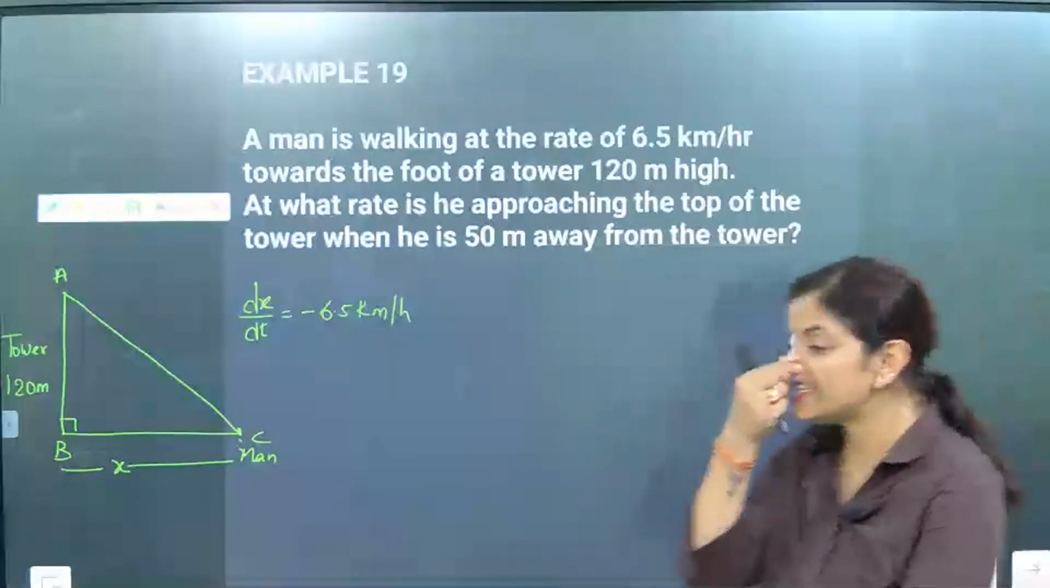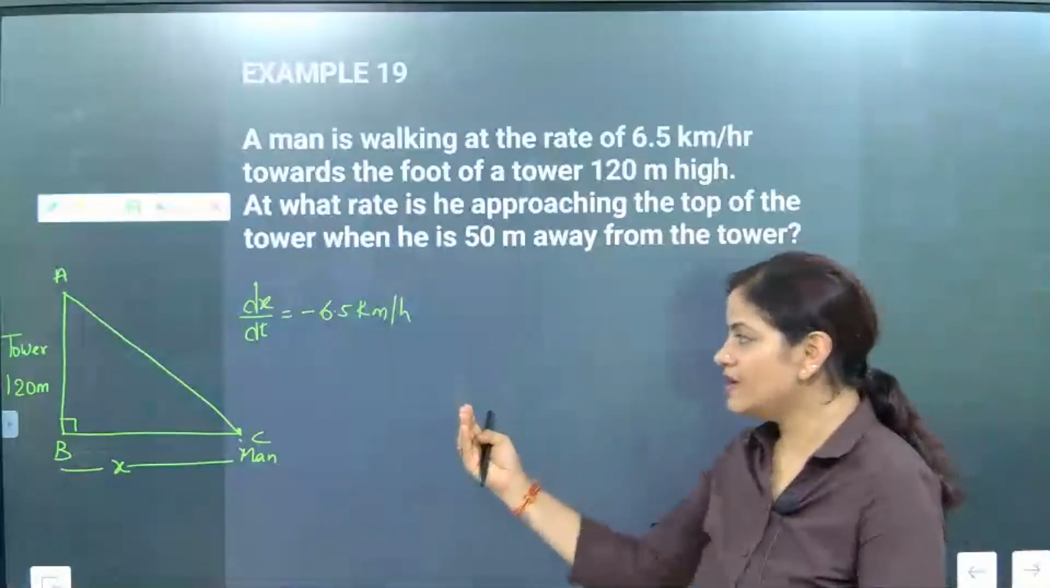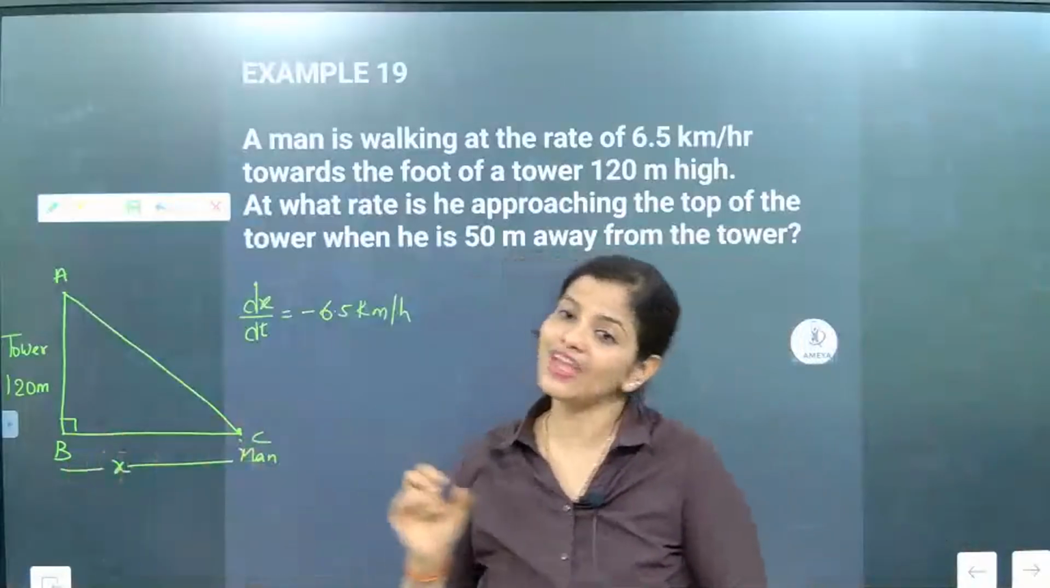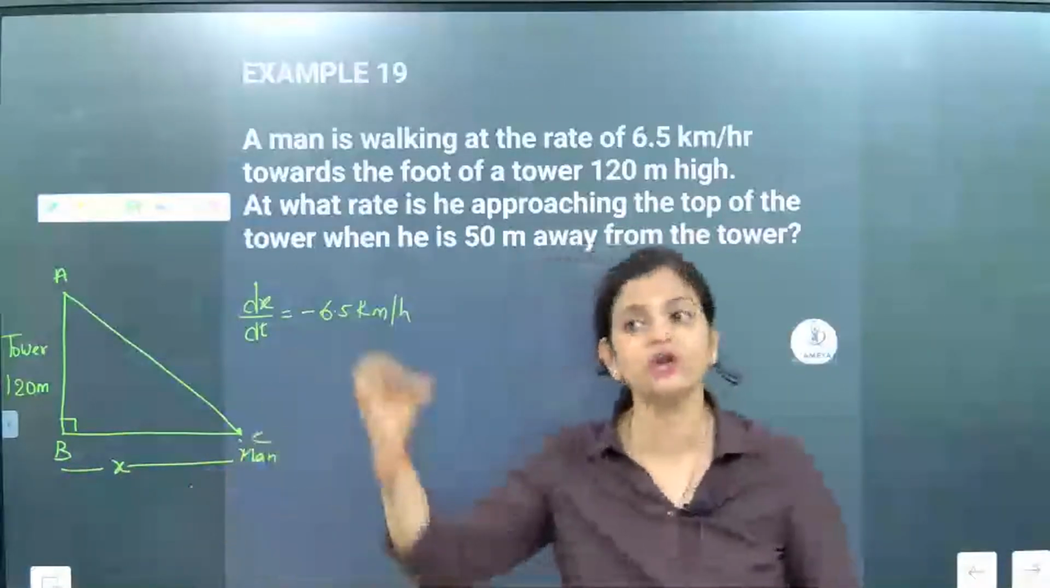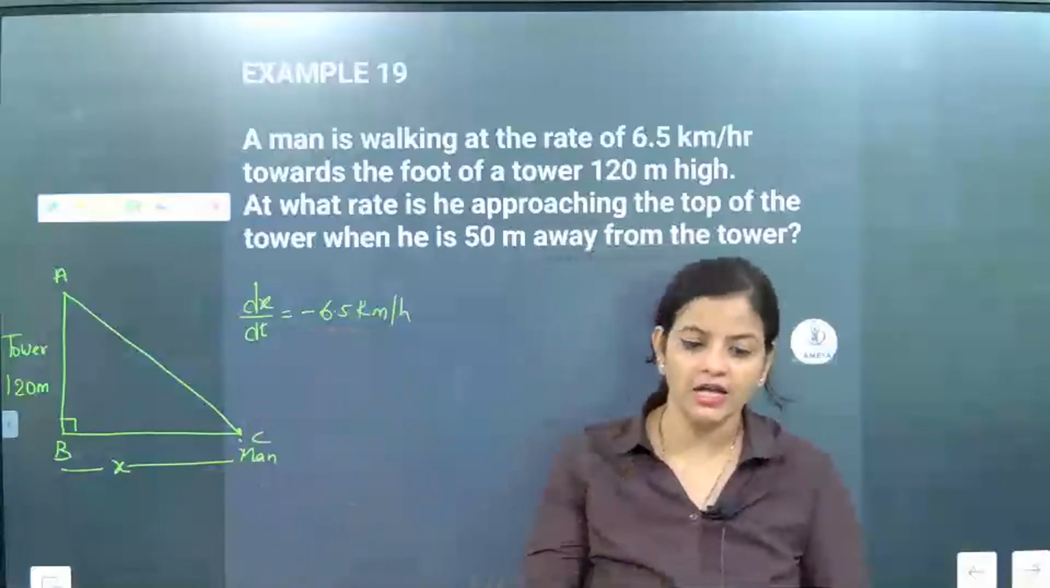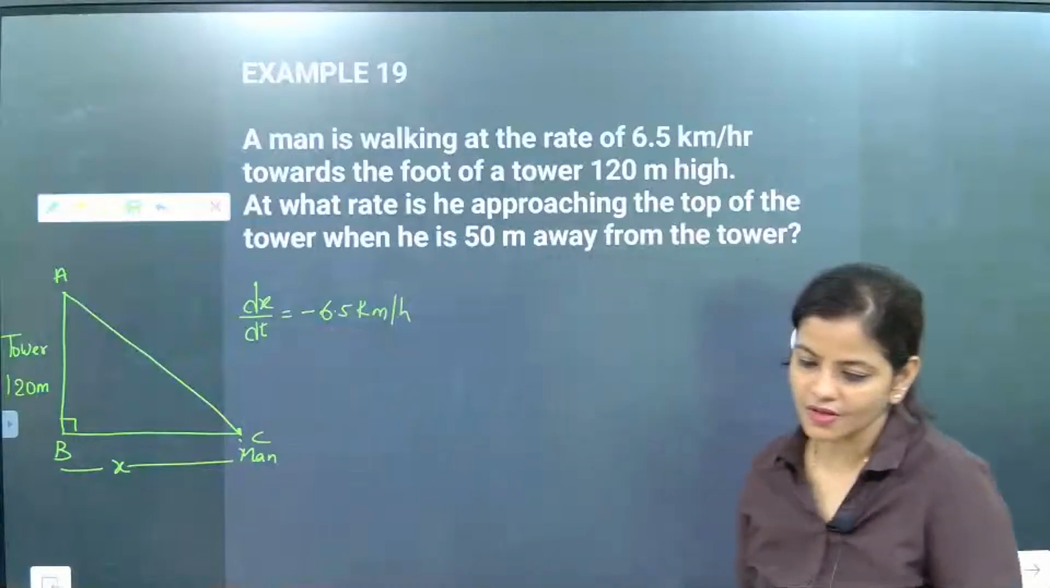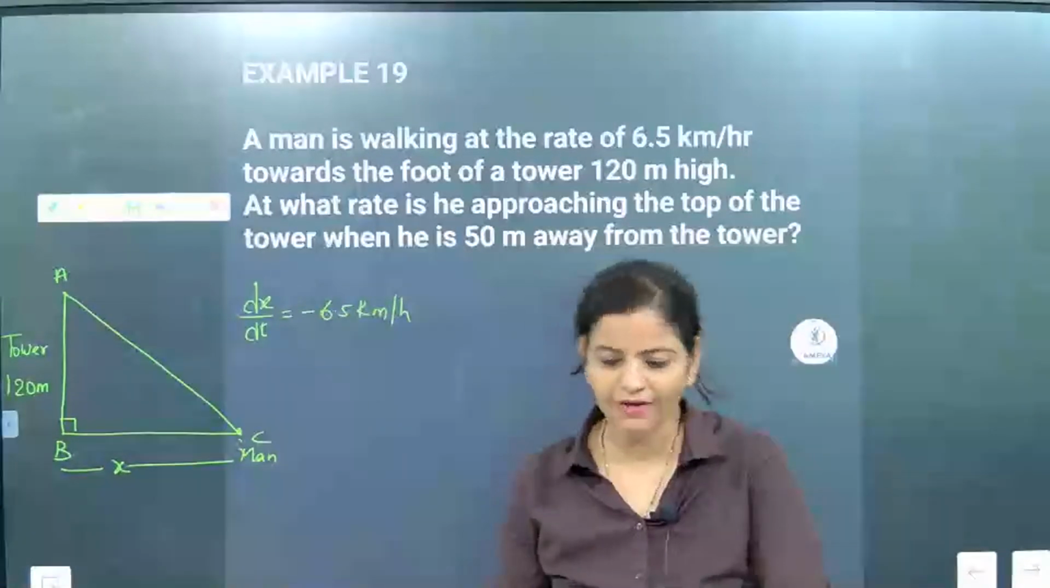Now listen beta. So here what is exactly the case is that when we are trying to go near the foot of the tower, that means what beta? This x will be decreasing or increasing? Decreasing. So its rate will decrease. Understood? I am making it beta, I will make everything, don't worry.